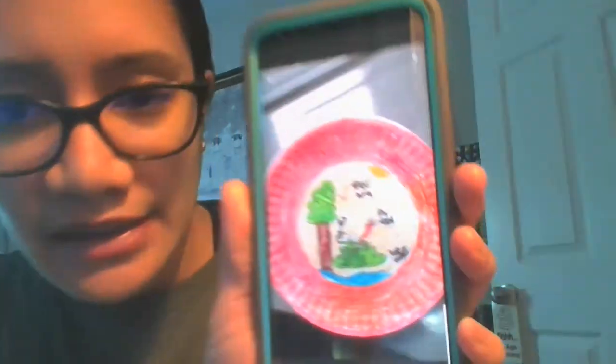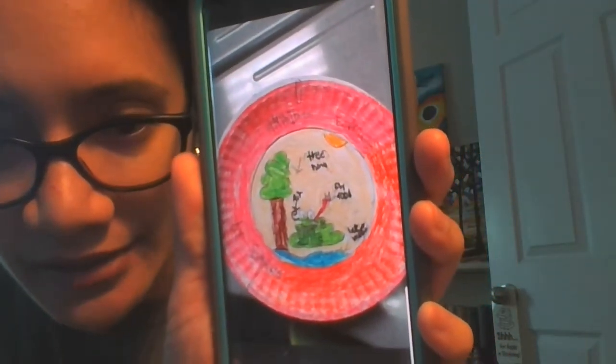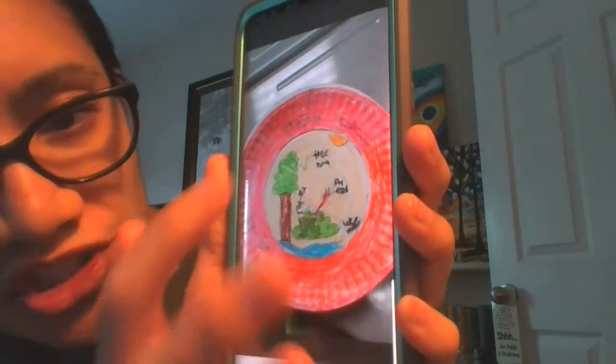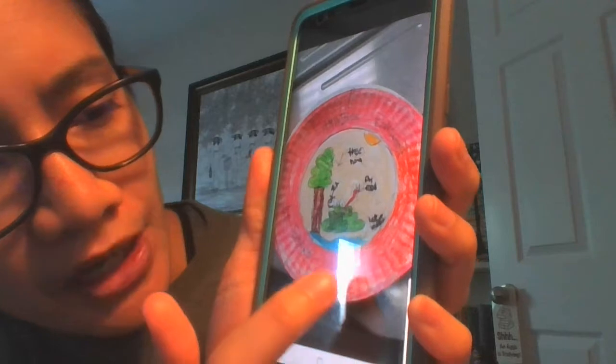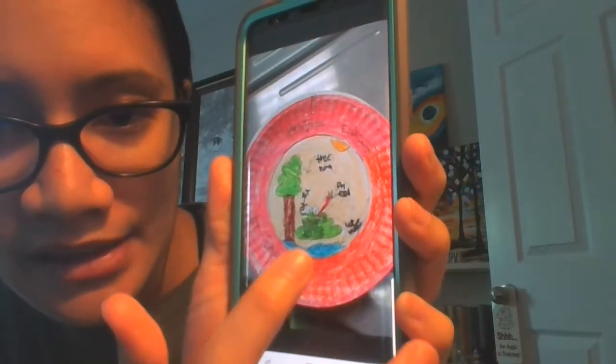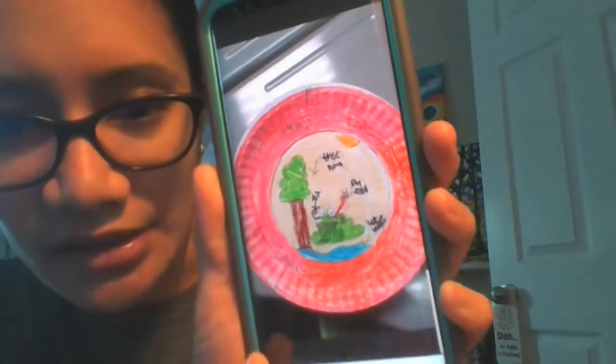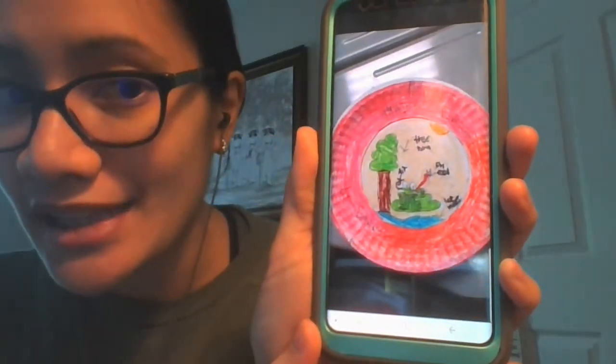Okay, here's the second example from a student. They did an amphibian environment. Amphibians can be frogs or lizards, so he chose the frog. Look how nice, and he labeled that environment. He labeled the tree as the shelter, the pond as the water source, the flies or insects as his source of food, and the air is the little squiggle because he lives outside.